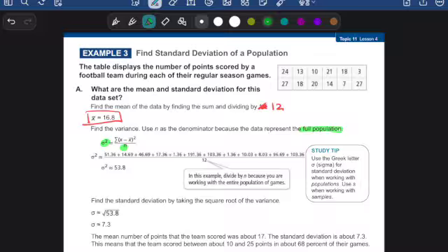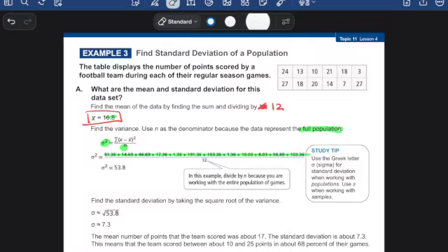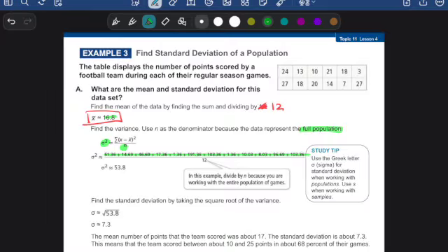So we subtract the data point, 24 minus the mean, and then square it, and we do that for all of the data points, okay? And we're dividing by 12, the number of data points, and we get a variance of approximately 53.8. Okay. And then our last step, of course, to find the standard deviation is to take the square root of the variance. So the square root of 53.8 is approximately 7.3. So our standard deviation for this population data set is 7.3.